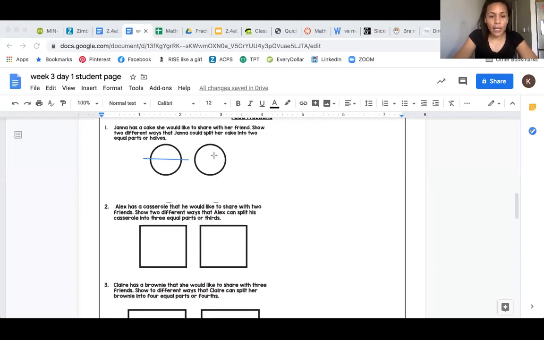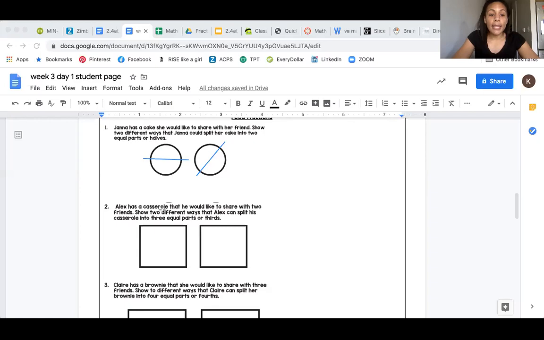Yes, so let's try it another way. Maybe I'll go diagonal this time. Excellent. Did I make two equal parts? Very good. Excellent. So I made halves because I split her cake into two equal parts. Each of these parts is called a half. Excellent. Let's move on to number 2.